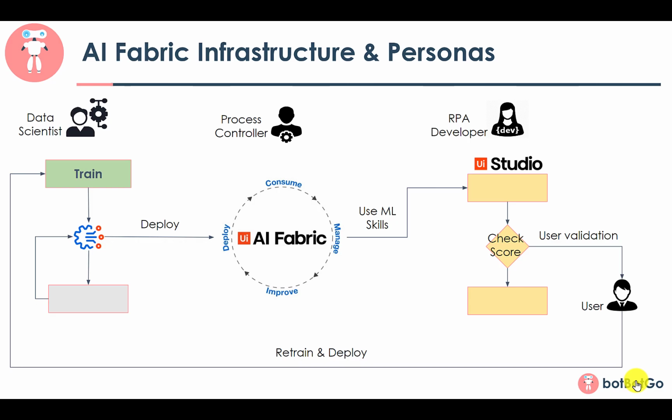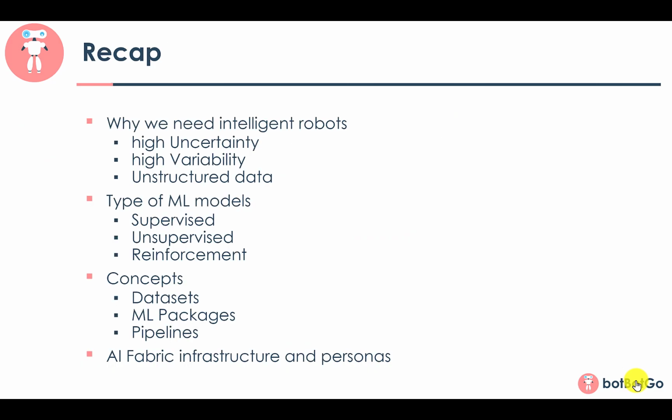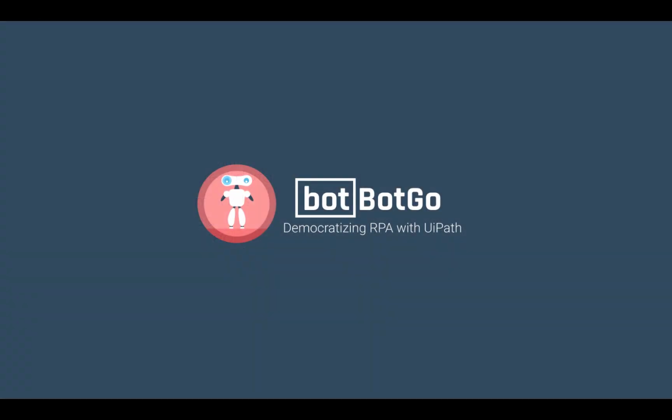Before I end this video, let's do a small recap. At first we discussed why we needed intelligent robots, and it is mainly pertaining to high variability, uncertainty, and the amount of unstructured data that a robot may have to handle in order to make certain decisions. Thereafter we saw different types of machine learning models along with examples, namely supervised, unsupervised, and reinforcement learning. Thereafter we clarified different concepts pertaining to AI Fabric, namely datasets, ML packages, and then pipelines. Thereafter we saw a complete infrastructure of how AI Fabric works and also different roles and people involved in order to make this happen.